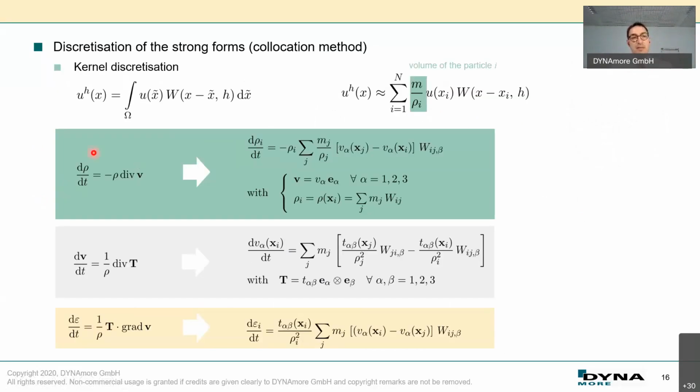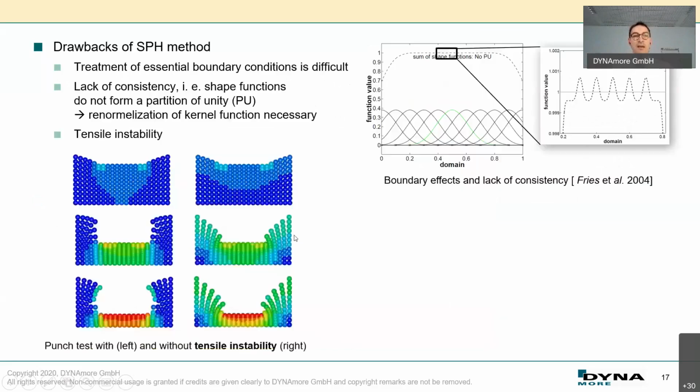So for instance, this is the balance of mass. You can discretize it with the SPH method. You get something like this. You can apply the same for momentum balance and also for energy balance if you want to consider heat conduction, for instance. Okay, this sounds pretty good so far. So let's use the SPH method for everything which the finite element method is failing.